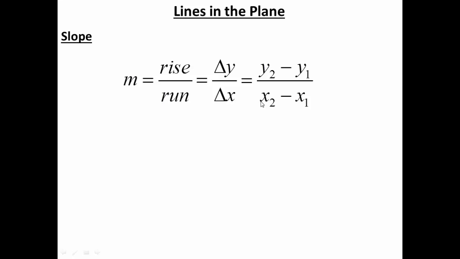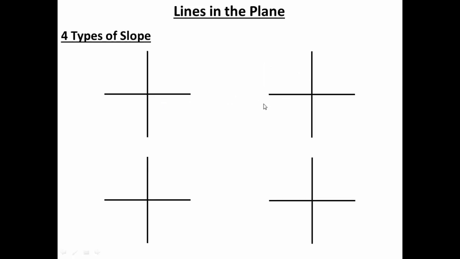So anytime you want to know what was the change, we simply subtract the final position minus the initial position. The final number minus the initial number. No matter how big or small those numbers are, always final minus initial will give you the total change. So for change in y, y2 minus y1, x2 minus x1. Now there are 4 types of slope, 4 types of answers that you can get.